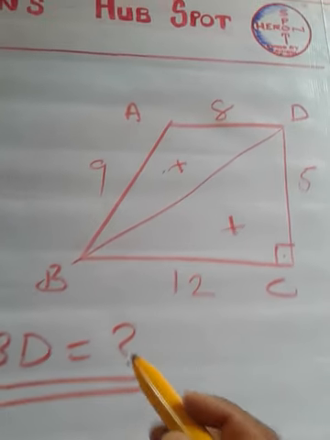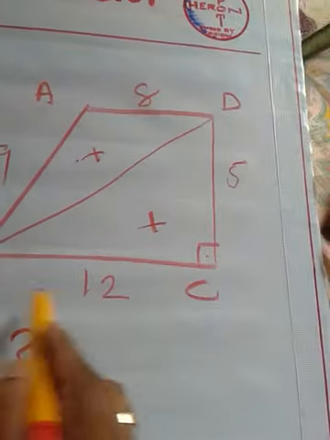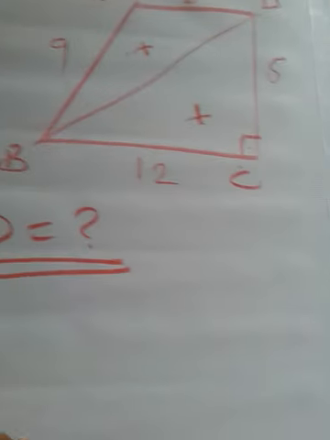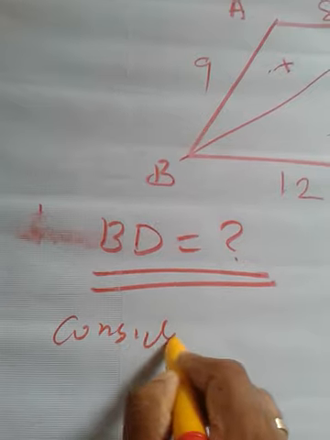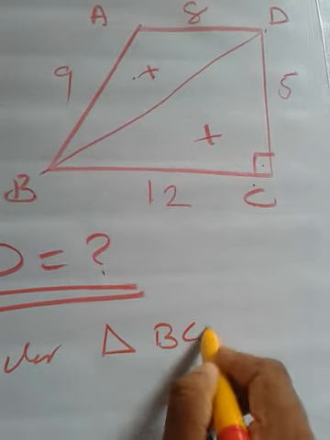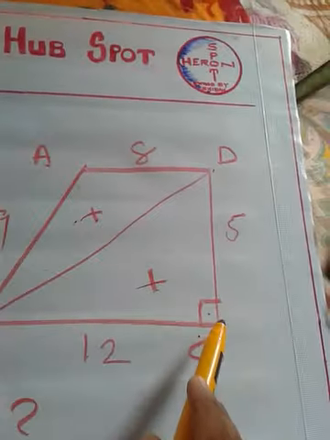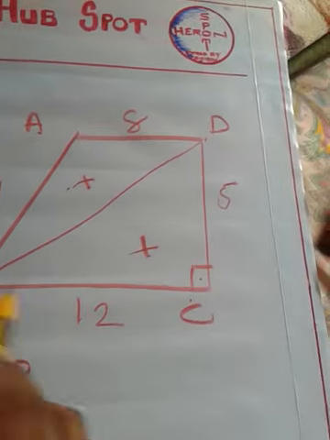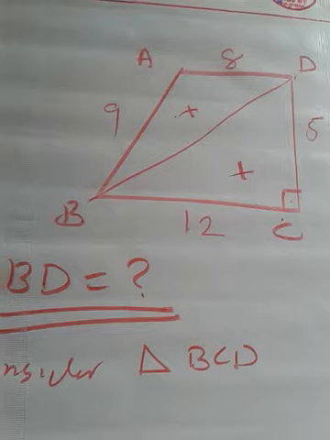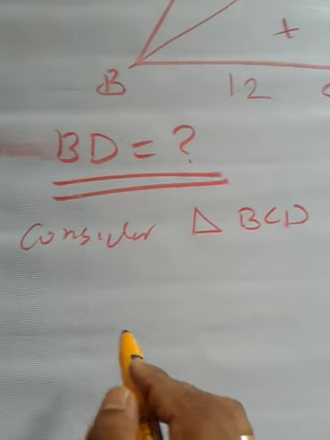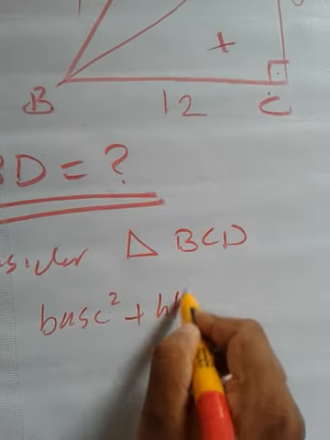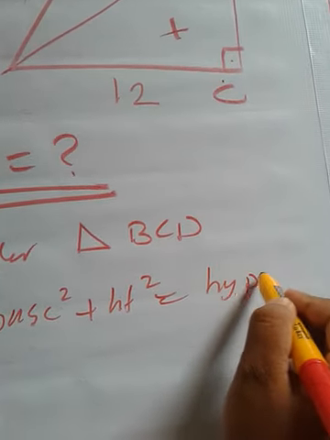Let me come to the point. See, BD. You just consider the triangle BCD. Consider right triangle BCD. Can you call BCD a right triangle? Because this is 90 degrees, BCD is a right triangle, of course. And in that right triangle, can you apply the Pythagoras theorem? What does the Pythagoras theorem say? Pythagoras theorem is nothing but base square plus height square is equal to hypotenuse square.